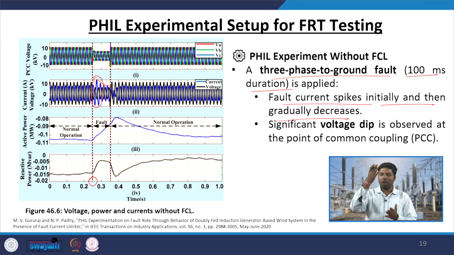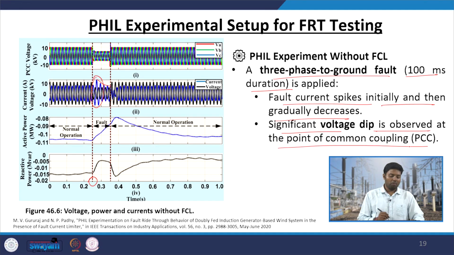That is the nature of any fault current. Suddenly it gets a spike, and after some time, because of the DC offset, it starts reducing. Then a significant voltage dip is observed at the point of common coupling, that is this voltage. Your active power at the fault is also energized, but your reactive power support suddenly drops and then increases again.